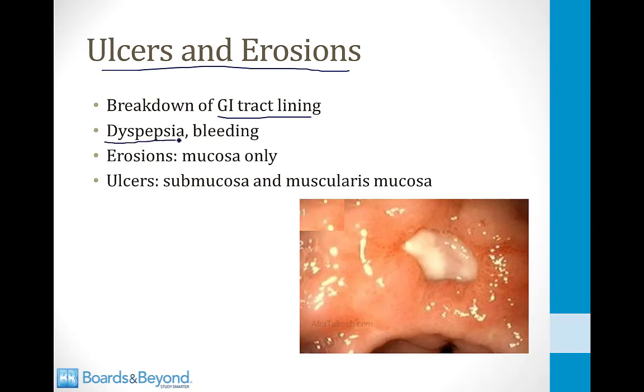They can cause dyspepsia, which is abdominal pain. They can also cause bleeding. What I want to mention in this module is that when we talk about an erosion of the intestines or the stomach, we mean a breakdown of the mucosa layer only. When we talk about an ulcer, we mean a breakdown that also involves the submucosa and potentially the muscularis mucosa.